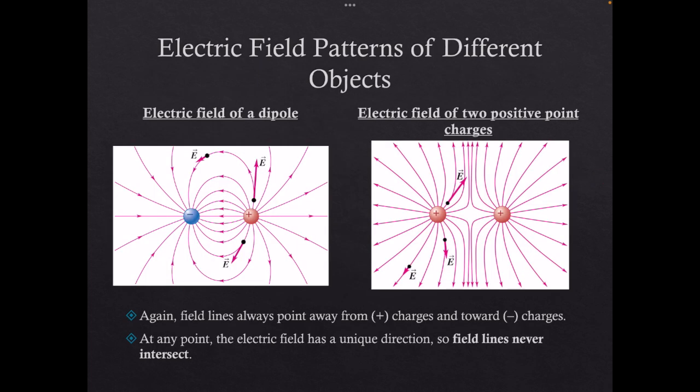Let's look at some other qualitative observations of field lines before we get into the nitty-gritty math. Here we have two arrangements of charged particles. The arrangement on the left is a dipole, which is basically equal magnitude charges, different polarities, separated by some distance. And you can see the electric field lines still leave, they exit positive and enter negative charges. That's just the convention that we use.